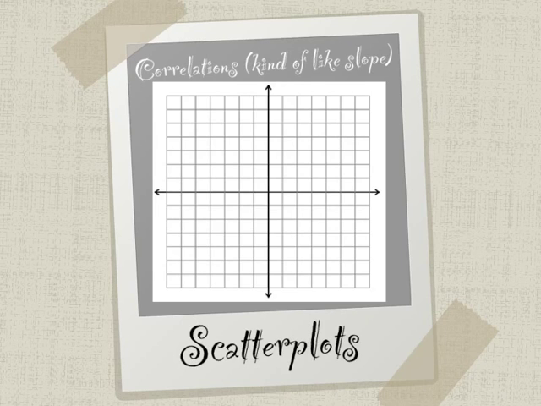Scatter plots. We're going to get into scatter plot graphs, and they're going to ask you about correlations. Correlations, they're kind of like slope. If the dots go up, that is a positive correlation. If the dots on your scatter plot go down, that is a negative correlation.